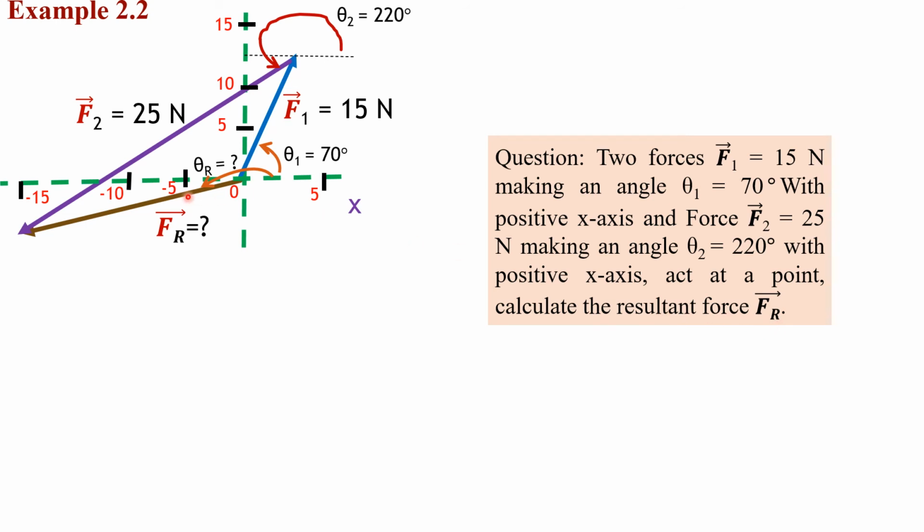In this figure, we have force 1 is equals to 15 Newton, that is making angle theta 1 is equals to 70 degree along x-axis. And another vector F2 is equals to 25 Newton, making an angle theta 2 is equals to 220 degree with positive x-axis. This vector is resultant vector Fr and we have to find this resultant force. It's making an angle theta r and we have to calculate this theta r with positive x-axis.